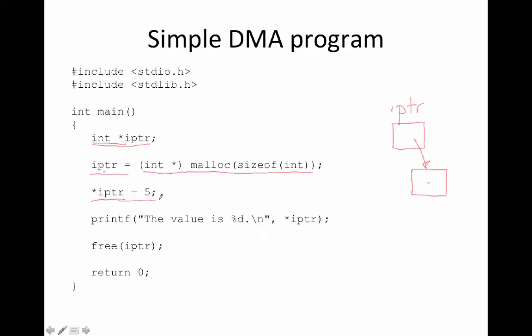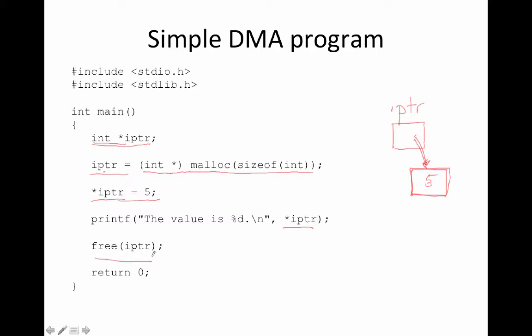So we can store a value in that location using an assignment statement. *iptr = 5, for example, does that. And then we might print the value is, and the value of *iptr, which again is the value in the location pointed to by iptr, which is 5. Notice that now with dynamic memory allocation, the only way we have of getting to this location is by following this pointer. Before we had a direct reference and an indirect reference. Now we only have the indirect reference from this pointer variable.